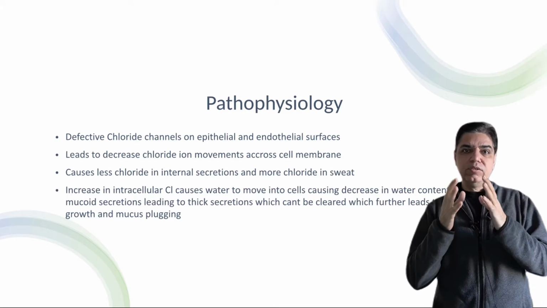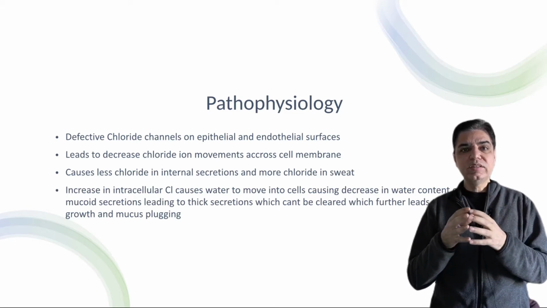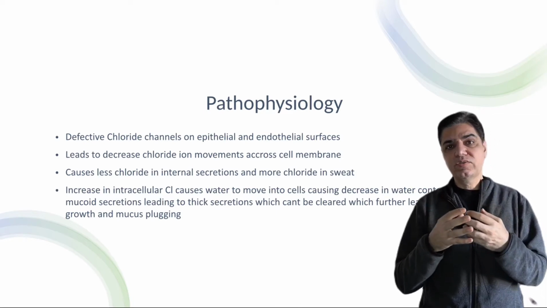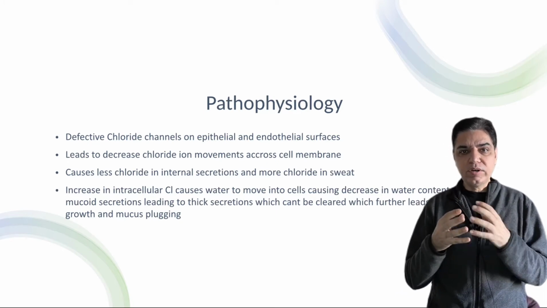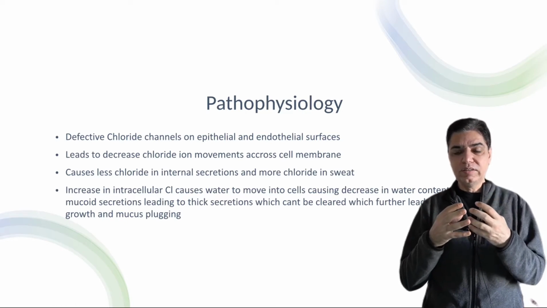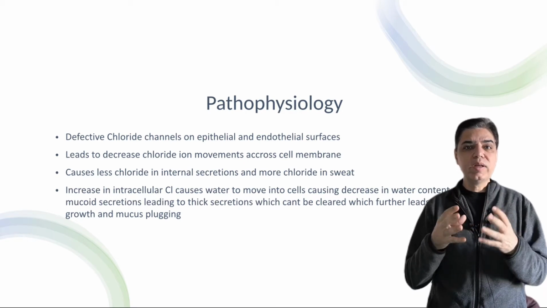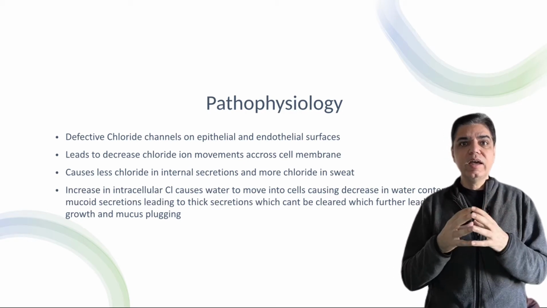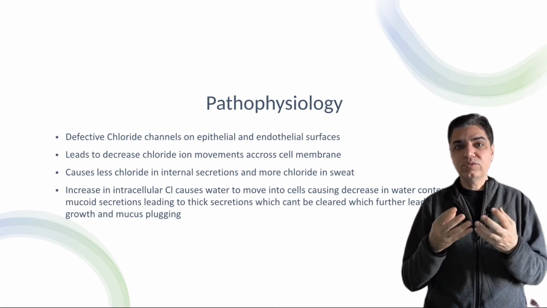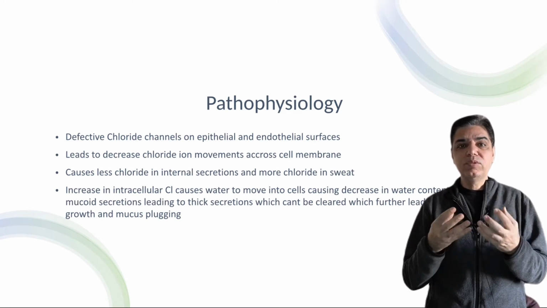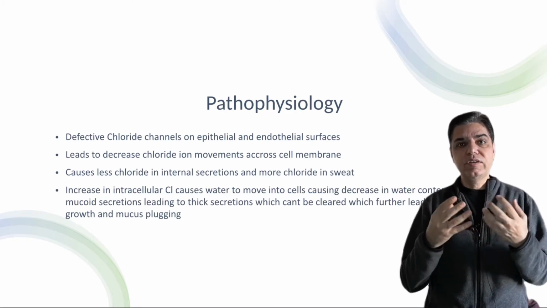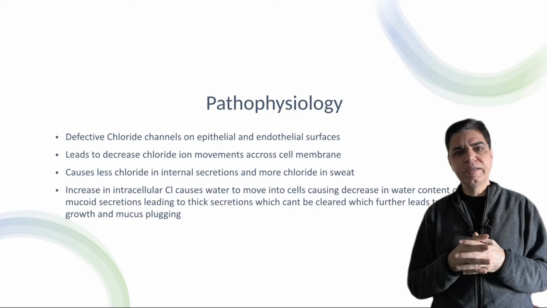So there would be 2 defects. Number 1, in the mucous cells, the secretions would be very thick, and in sweat glands, the sweat would be very salty because of a high sodium and high chloride content. The decreased water content of the thick secretions leads to mucus plugging, especially in the lungs, and that would lead to bacterial overgrowth, because thick secretions are a very good medium for bacterial overgrowth. So people who have cystic fibrosis have increased chances of repeated chest infections.